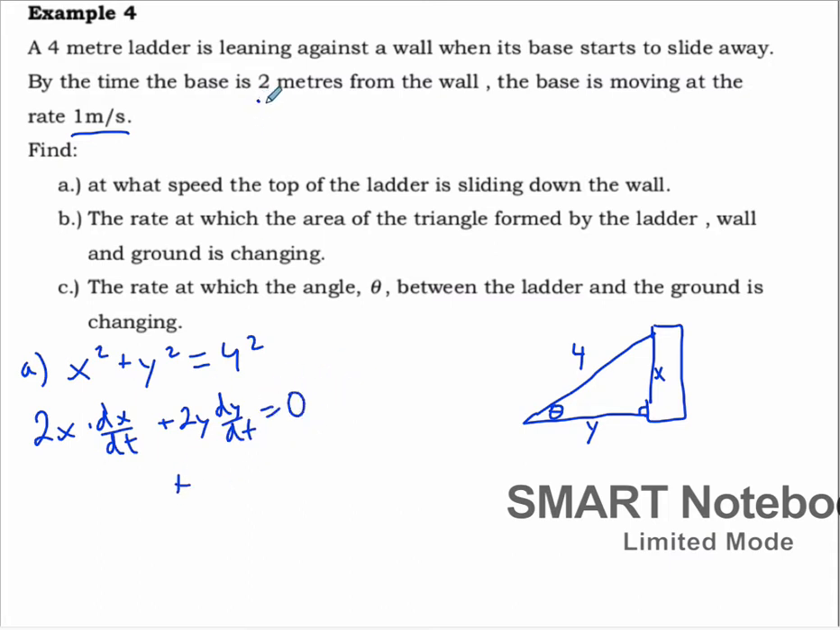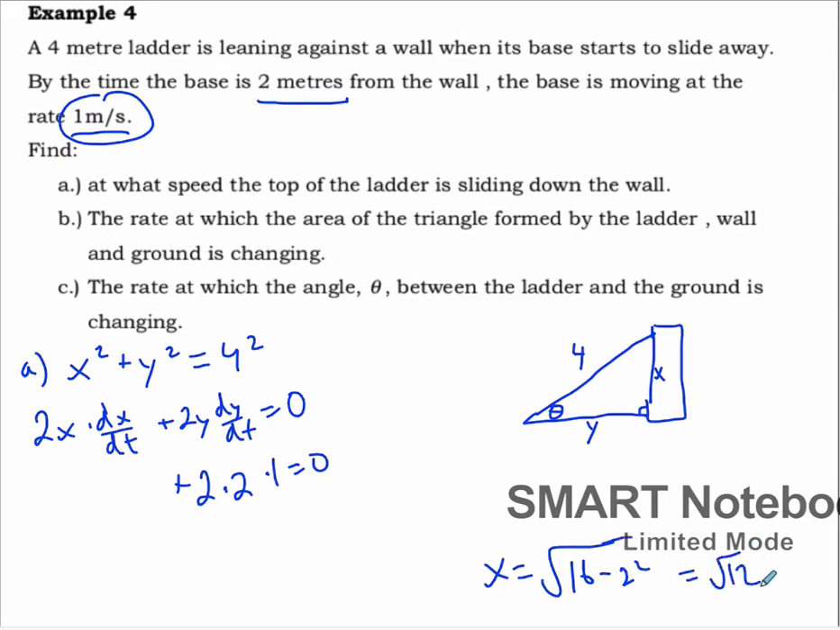And when the ladder is 2 meters from the base of the wall, the y value is 2, so we have 2 times 2 times dy/dt, which is 1. And here, to find the x value, we can use the Pythagorean theorem. x is the square root of 16 minus y squared, which is going to be root 12. So this is 2 times root 12 times dx/dt.